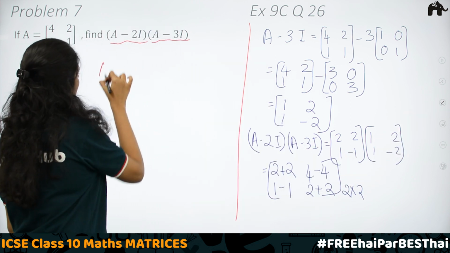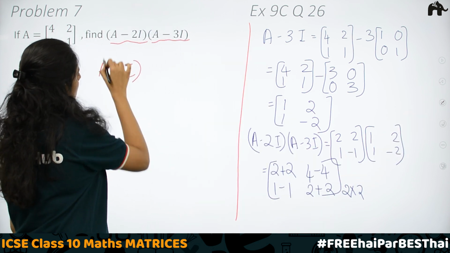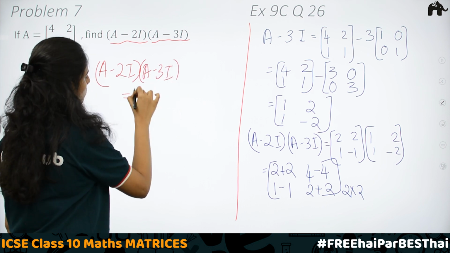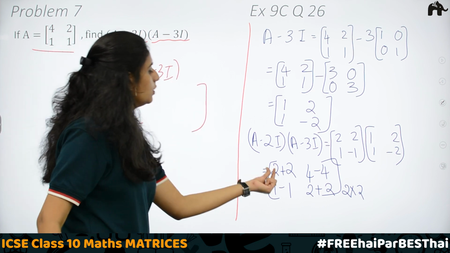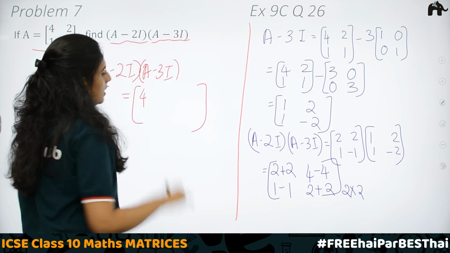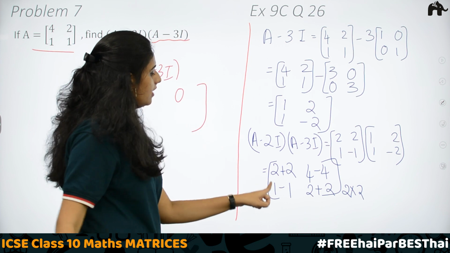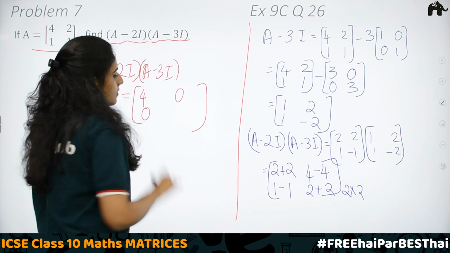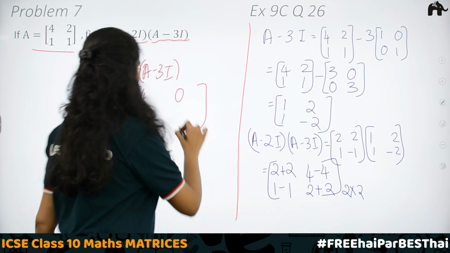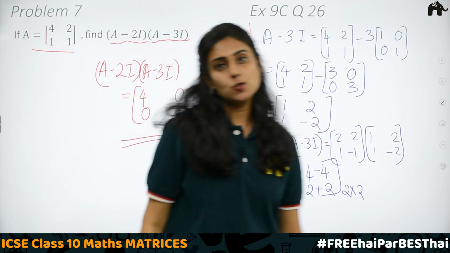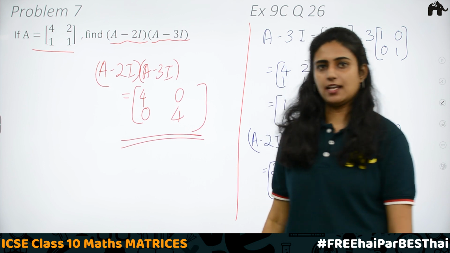That is A minus 2I into A minus 3I is equal to, adding the elements, 2 plus 2, 4, then 4 minus 4 is 0, here again 1 minus 1 is 0, then 2 plus 2, 4. 4, 0, 0, 4 are the elements of A minus 2I into A minus 3I.